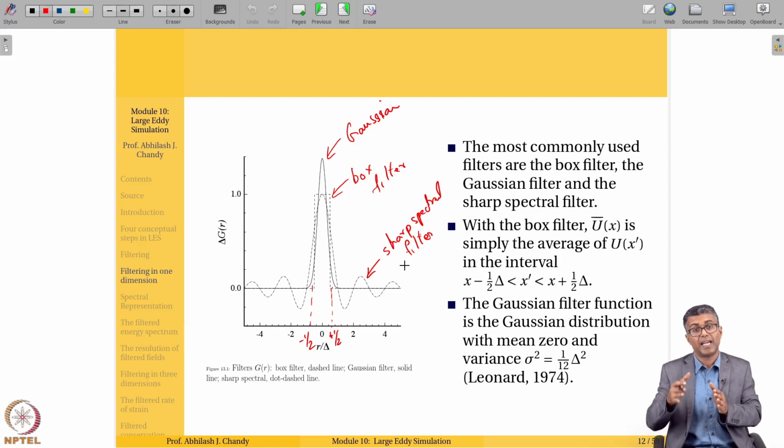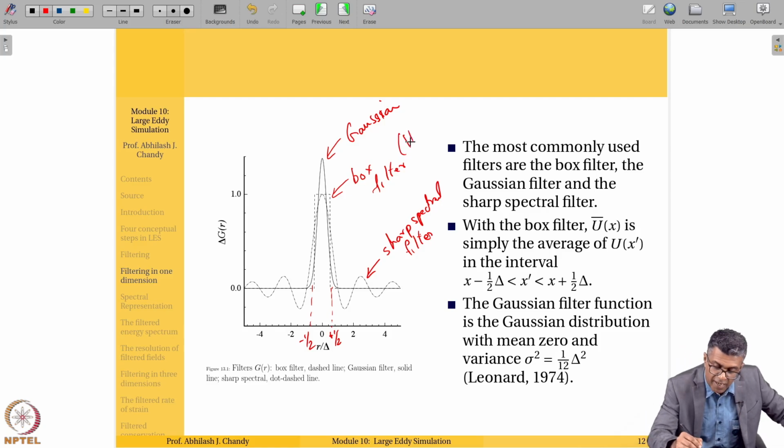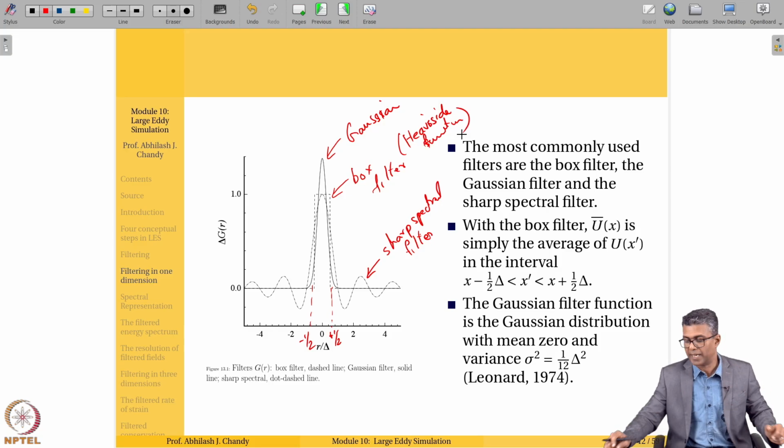On the other hand, in spectral space it would be a Heaviside function. It would be like your box filter. The box filter is a Heaviside function in physical space. So the sharp spectral filter in wave number space is going to look like your box filter. So we'll see that actually.